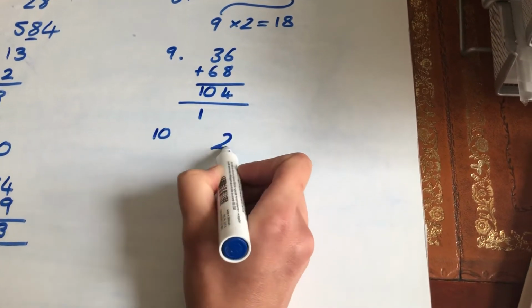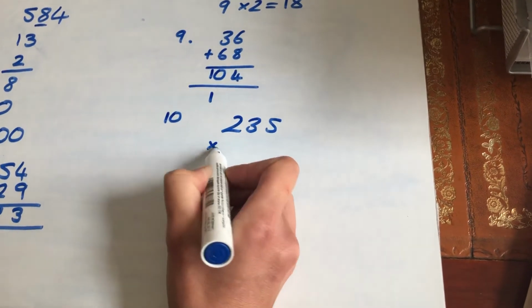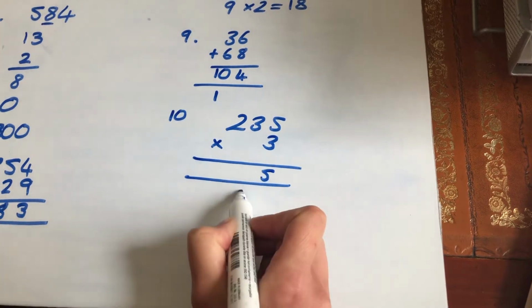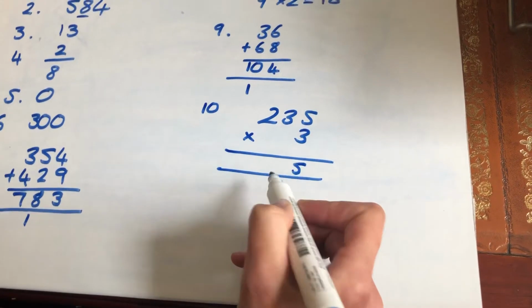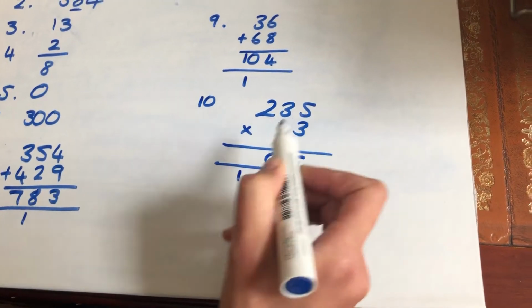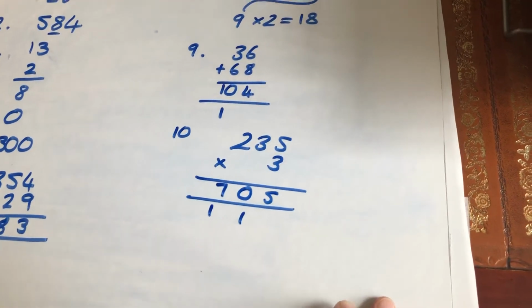Question 10, 235, multiplied by 3. 5 times 3 is 15, put the 5 in, carry the 10. 3 3s are 9 and add 1 is 10, put the 0 in, carry the 10. 2 times 3 is 6 and add 1 is 7, 705.